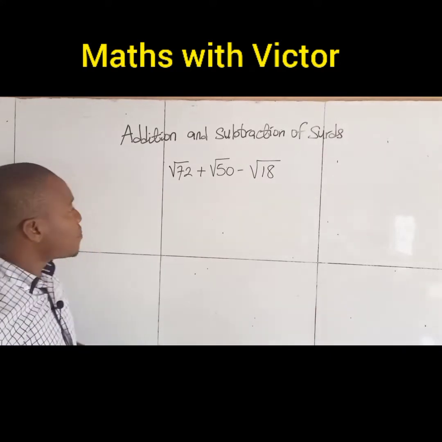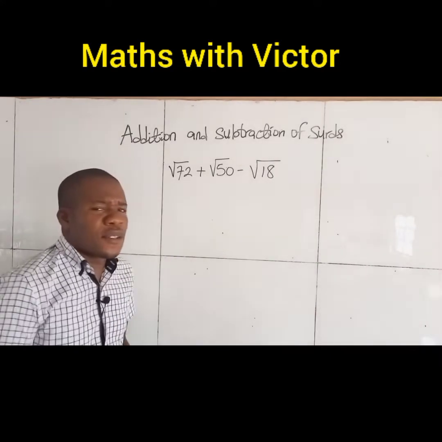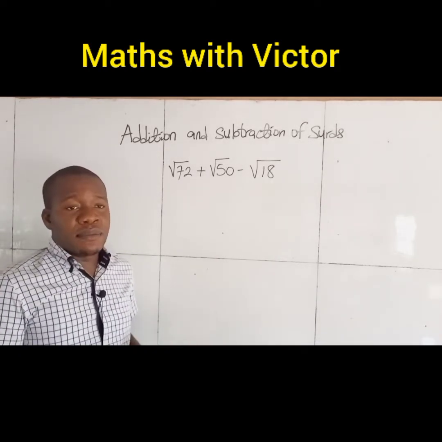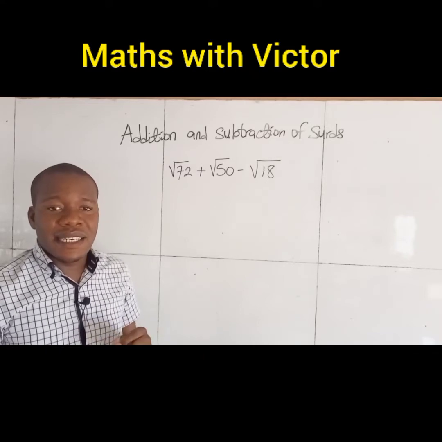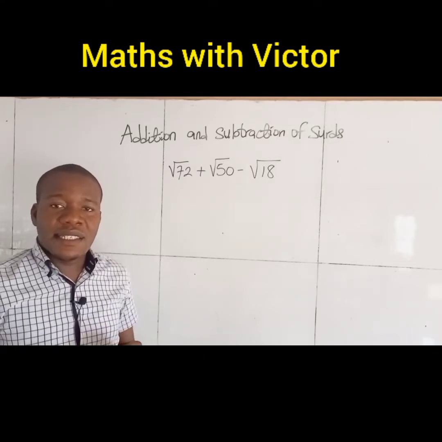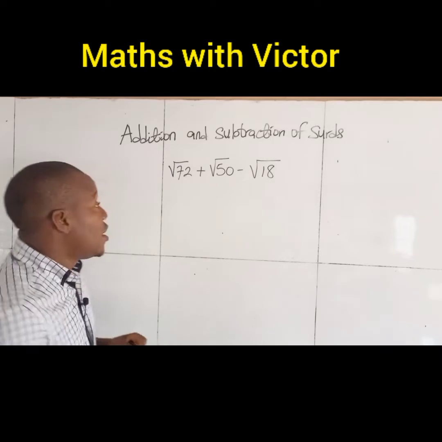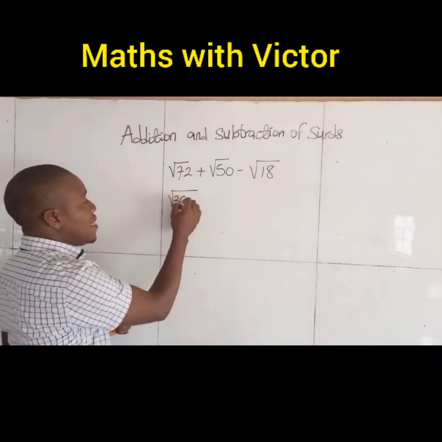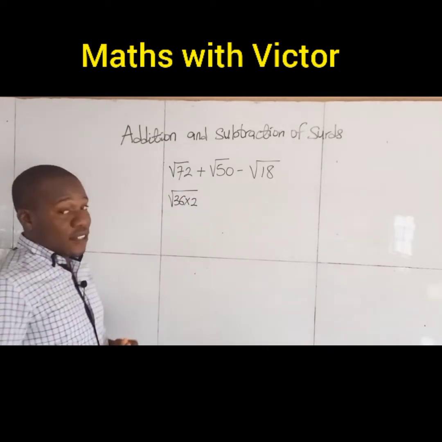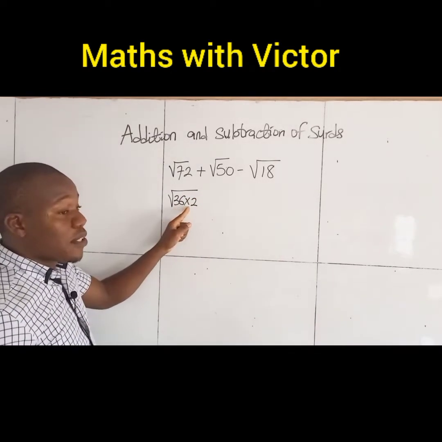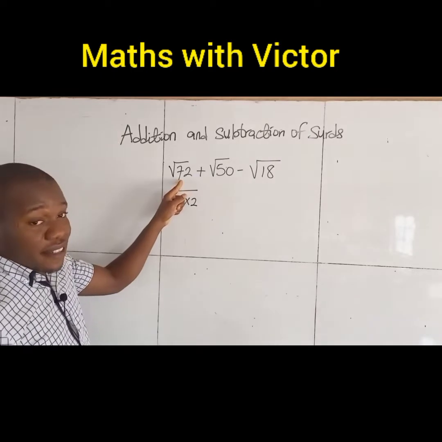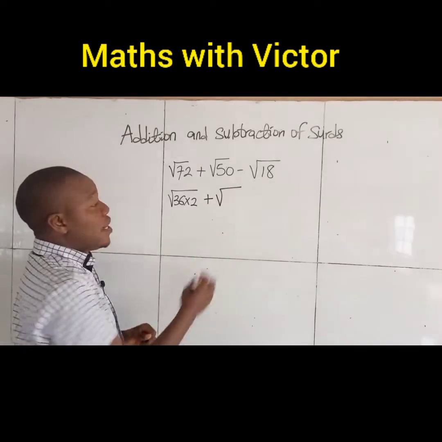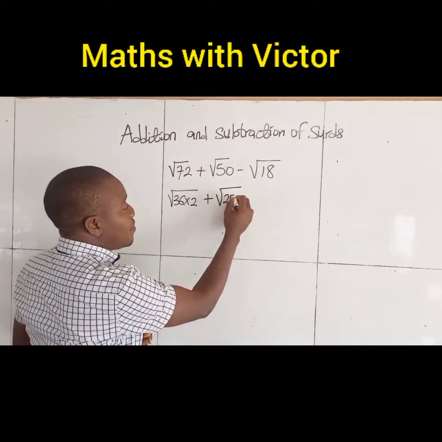So I proceed. Looking at 72, I think of two numbers that I multiply to give 72, and those numbers will be 36 and 2, because 36 times 2 gives you 72. So instead of 72, I will have square root of 36 times 2. I have not changed anything because these two numbers multiplied will also give you what? 72. And then plus, instead of 50, I will have 25 times 2.